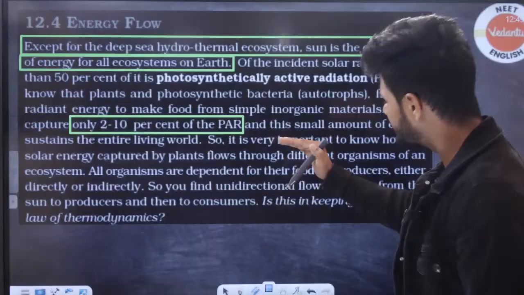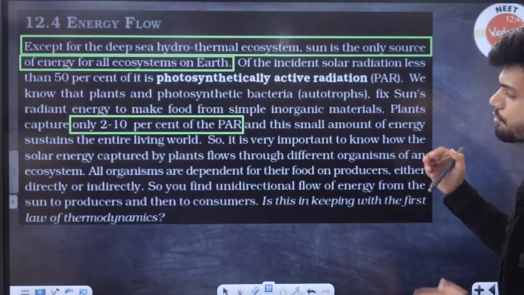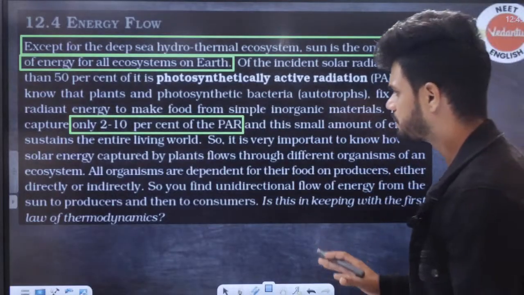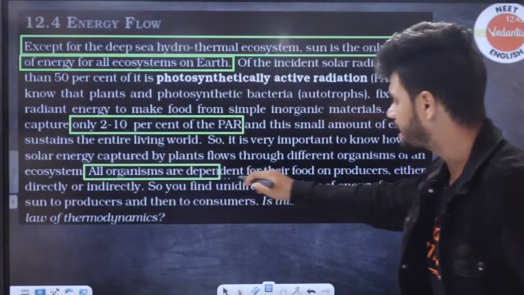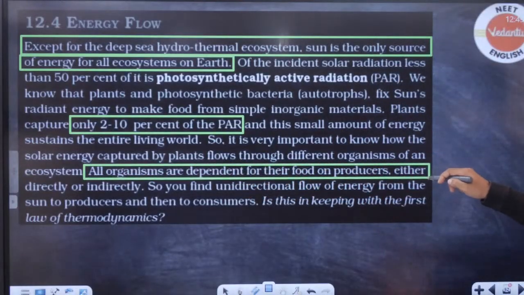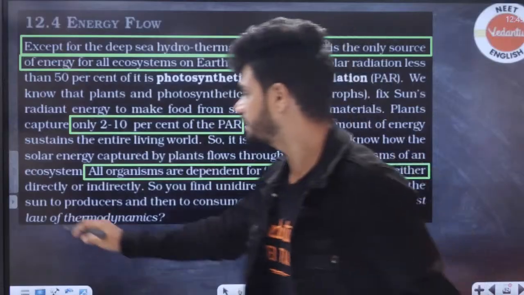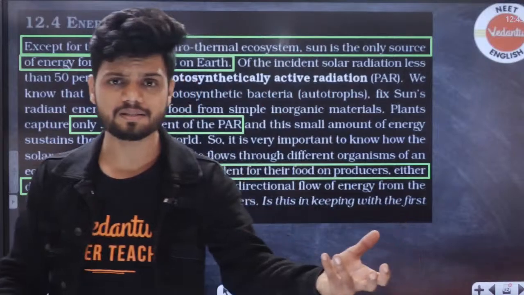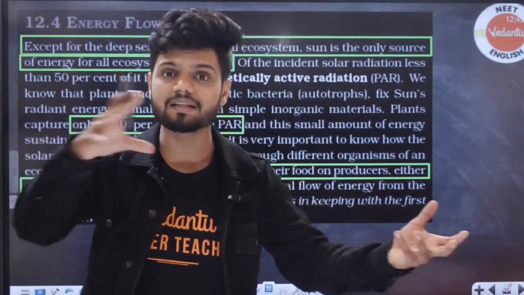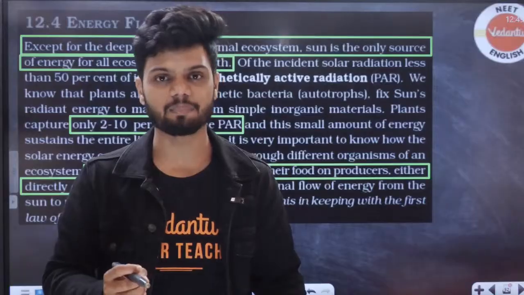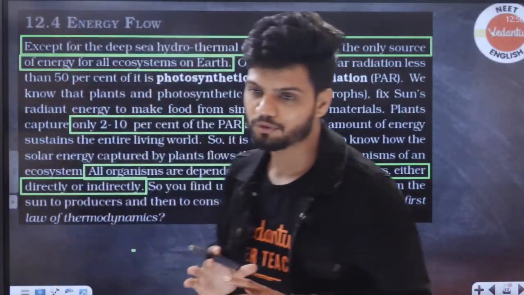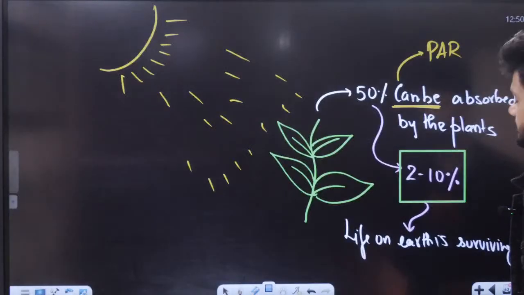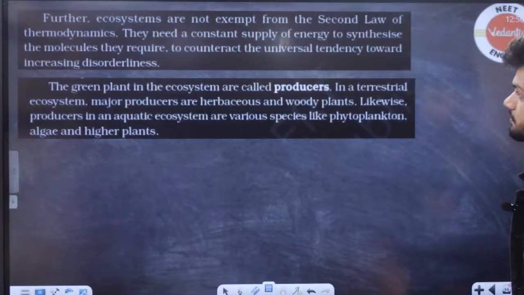So it is very important to know how the solar energy is captured by the plants. Very simple: all organisms are dependent for their food on producers, either directly or indirectly. For example, deer is eating the grass, direct involvement. Lion is eating the deer, indirectly it is eating the plants. So all of you are able to understand right now? Yes or no? Quickly tell me in the chat. It's called PAR.